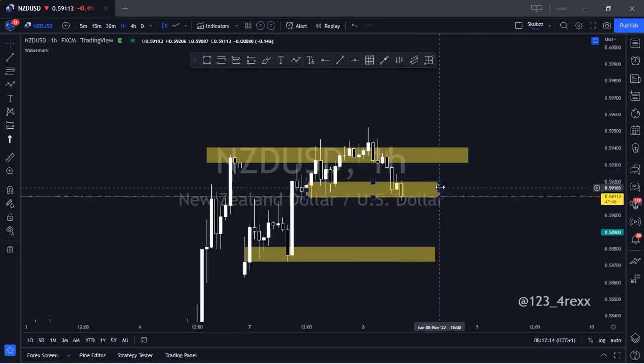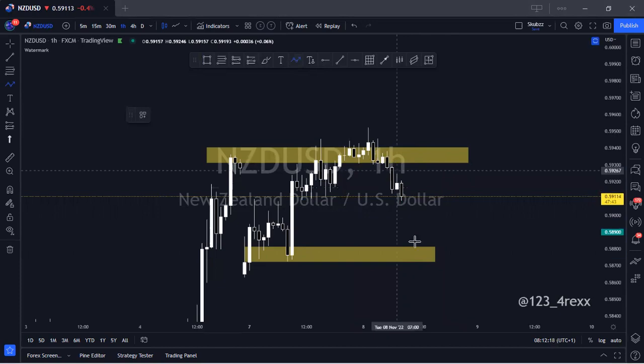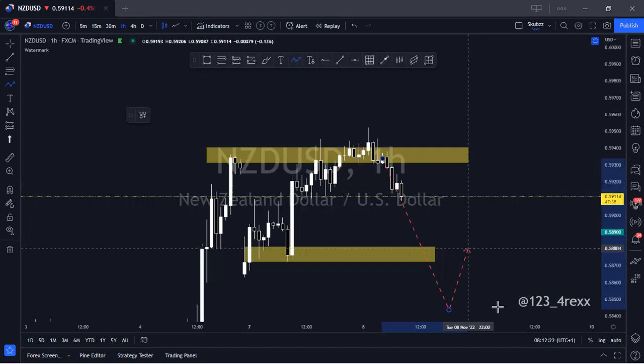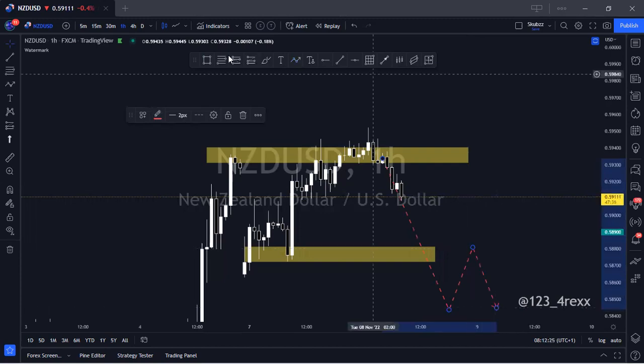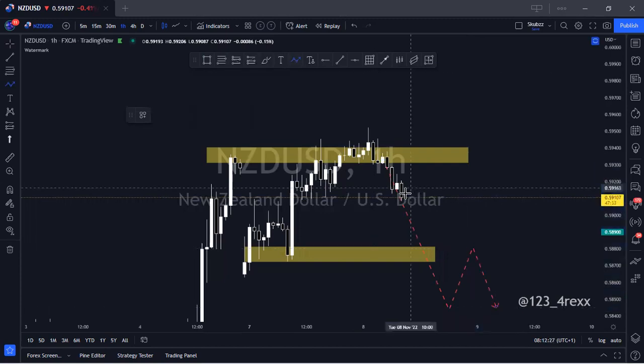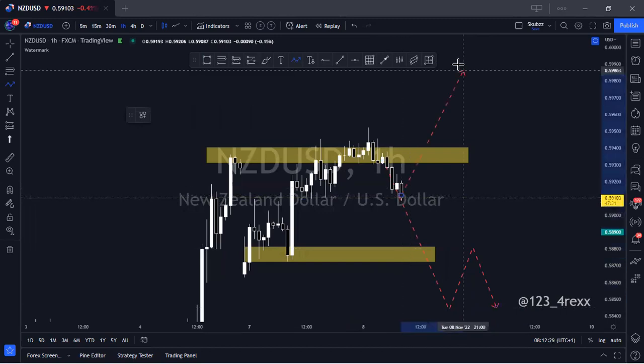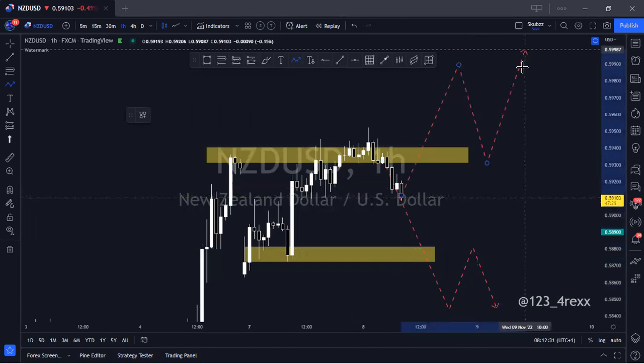Let's see. So now what we can watch out for is, are we going to see price break below these lows? If we have a break below, then we look for a retest for a continuation. That's what we have, a shift in market structure. But if I have price break above, then we're basically continuing that uptrend. Hope you guys understand what I mean.